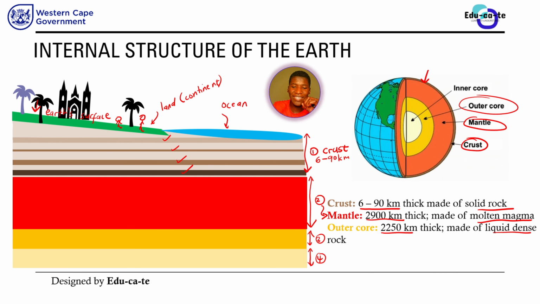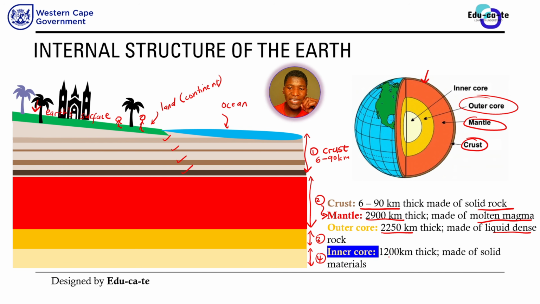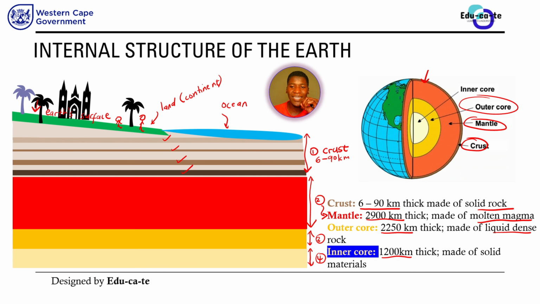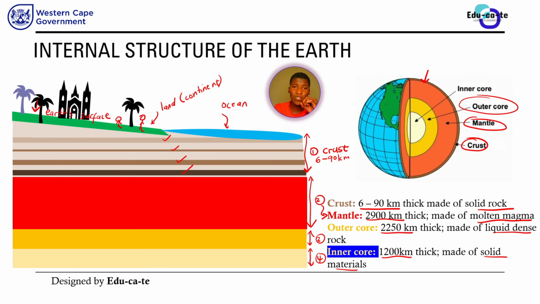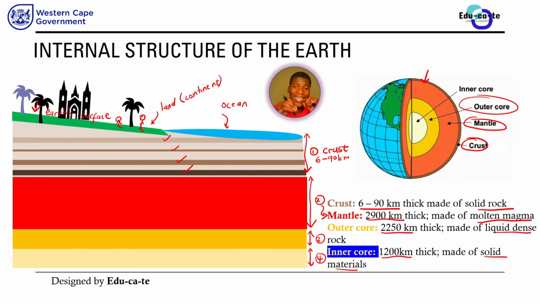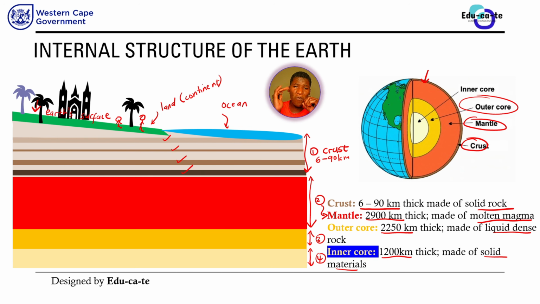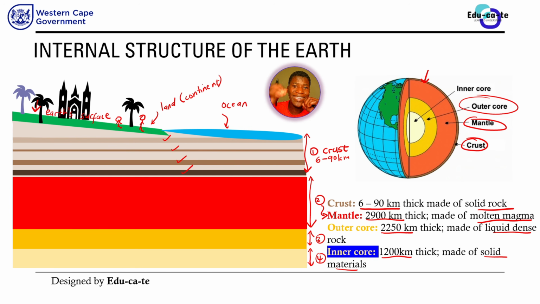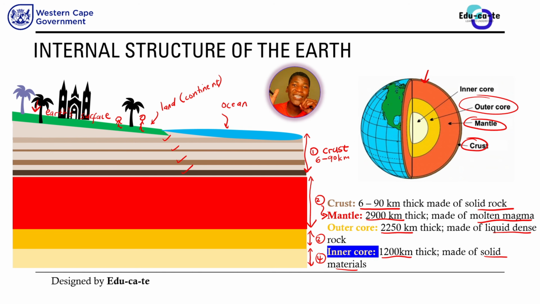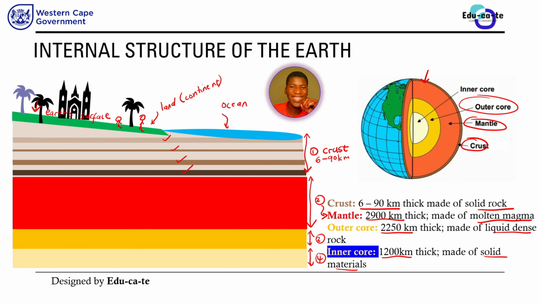So the innermost layer, the last layer of the earth, is known as the inner core. The inner core is 1,200 kilometers thick and it is made of solid materials. It is just like the crust as well. If you keep on digging, you pass the crust, you pass the mantle, you pass the outer core, you will reach the inner core, which is made up of solid rock or solid materials. Basically, it's more like the crust itself.